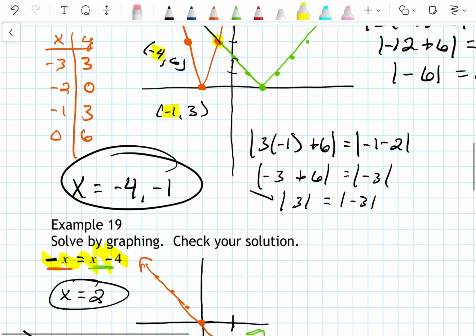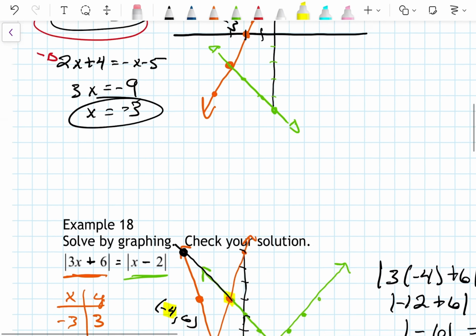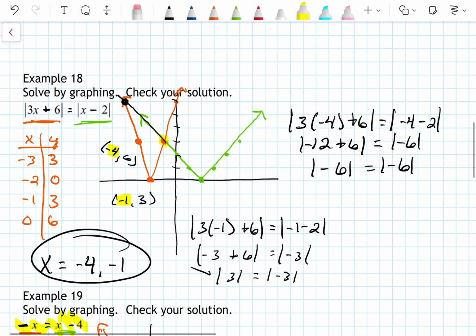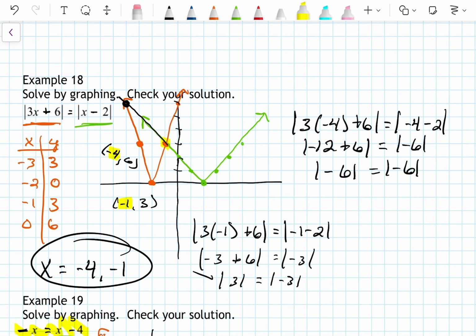So, all right, that is all with these. Make sure you've got this example down. This is probably the most difficult one that we did, and good luck on the homework.